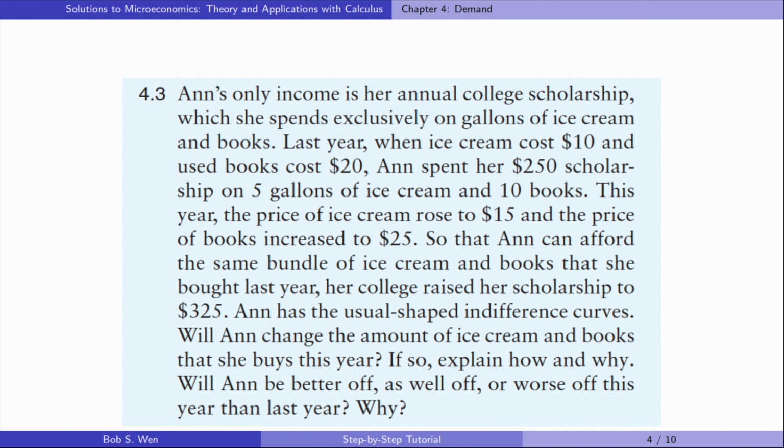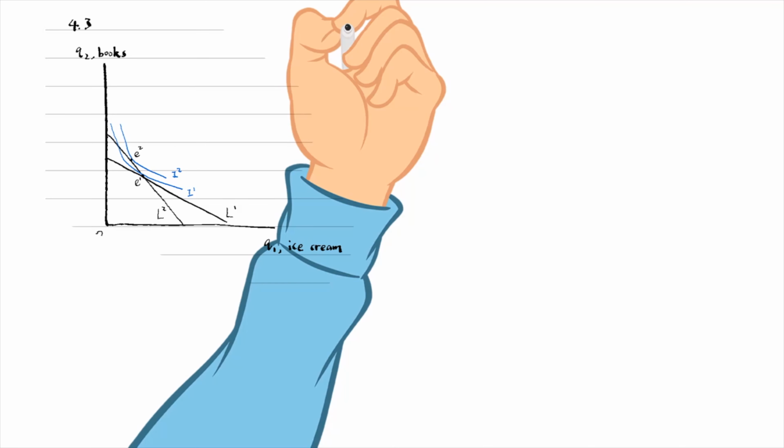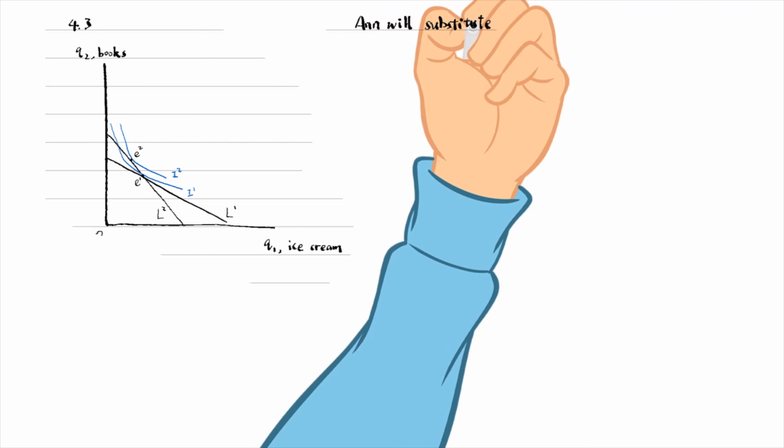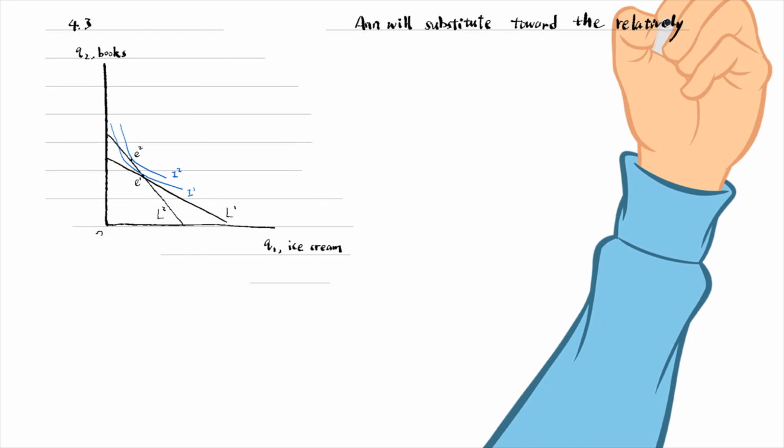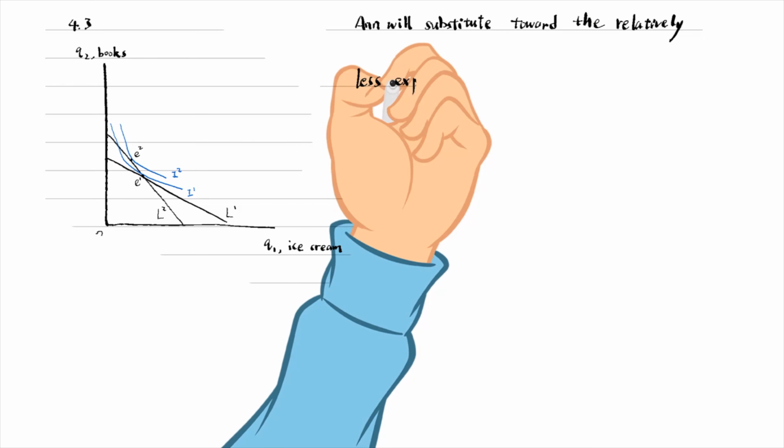Will Anne change the amount of ice cream and books that she buys this year? If so, explain how and why. Will Anne be better off, as well off, or worse off this year than last year? Why? Since Anne has the usual shaped indifference curves that are convex to the origin, she will substitute toward the relatively less expensive goods when prices change.